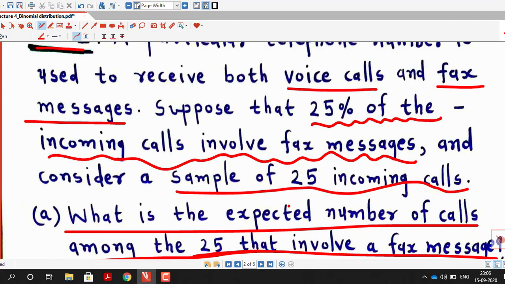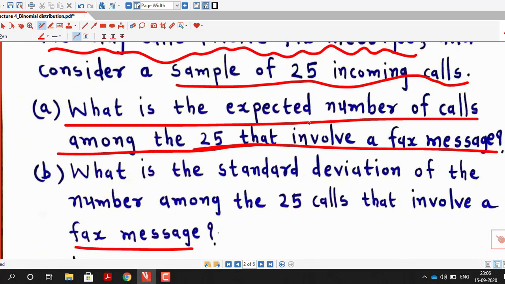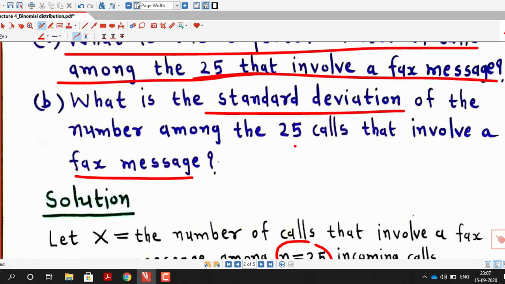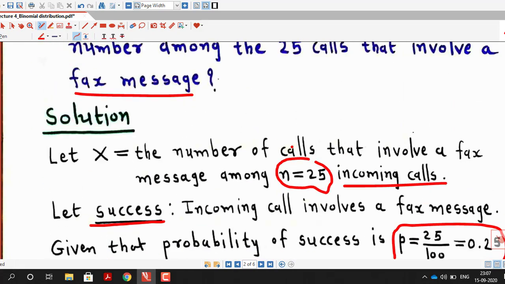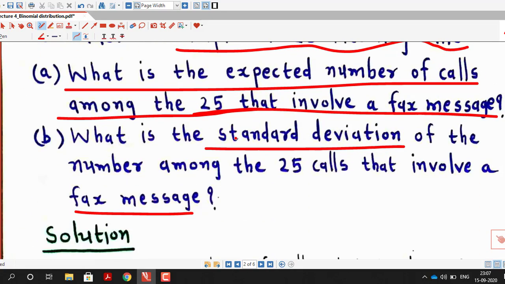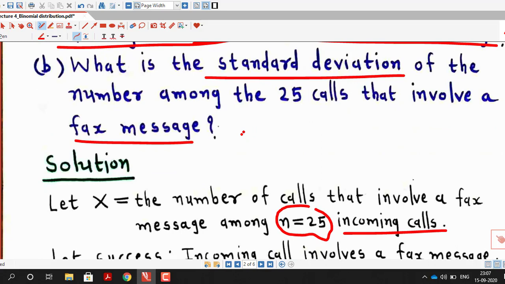Okay, so in this way we can easily find the expected number of calls, that is the mean of random variable X, and the standard deviation of random variable X, if X is a binomial random variable. So all you have to do is check whether the random variable under consideration is a binomial random variable or not. If it is, you can apply the formulas: mean is n into p and variance is n into p into q.